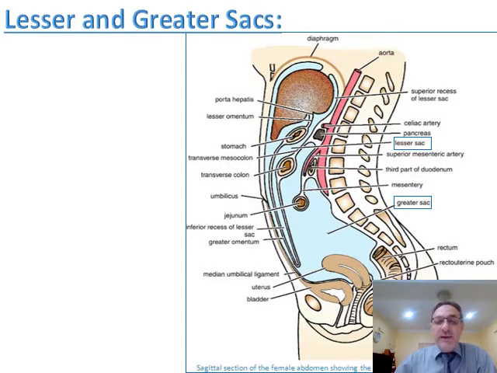Then this is the recess of the lesser sac, and all this is the greater sac. So the greater sac is behind the greater omentum. The greater omentum is attached superiorly to the stomach and inferiorly to the transverse colon. So all this is the greater omentum. And the space between the anterior and posterior layer, we call it the lesser sac, and this is the inferior recess of the lesser sac. Behind the greater omentum, we have the greater sac.